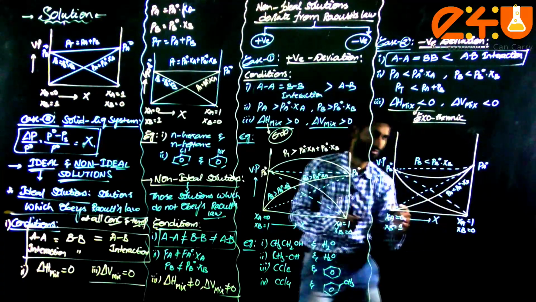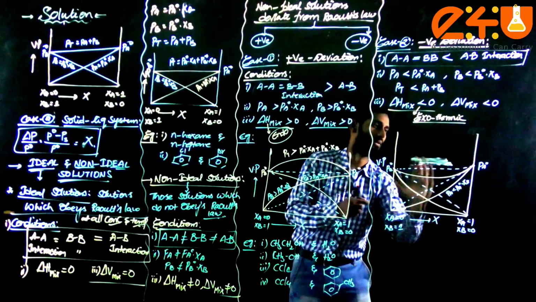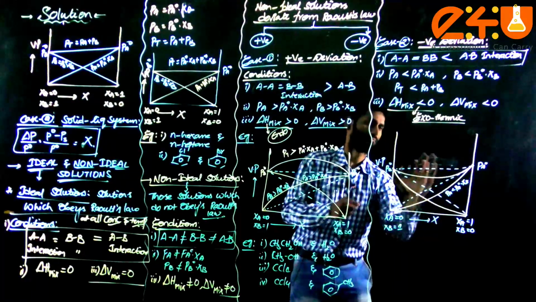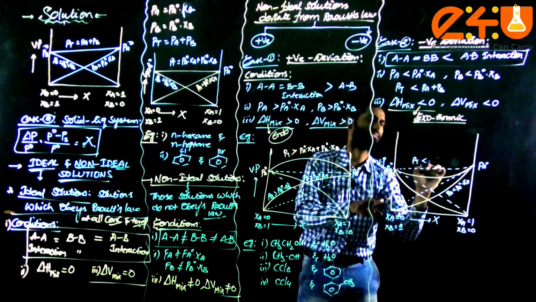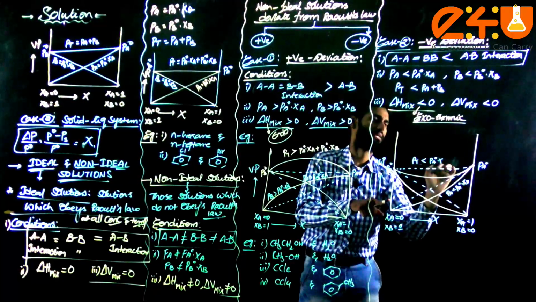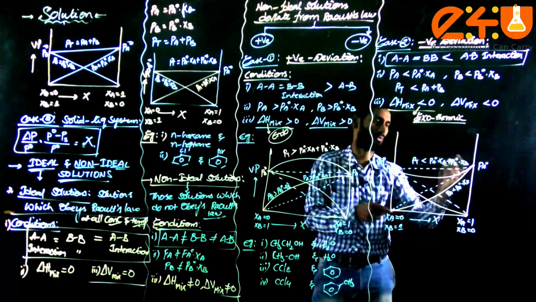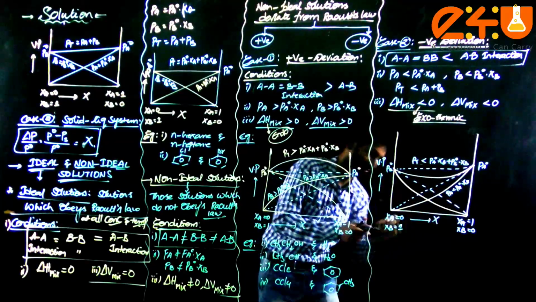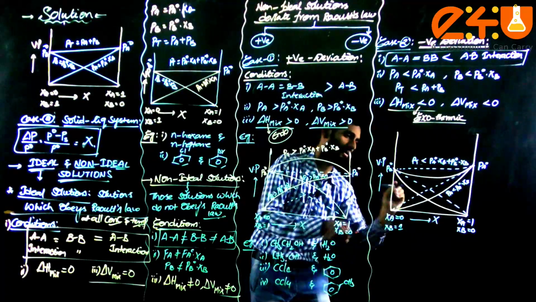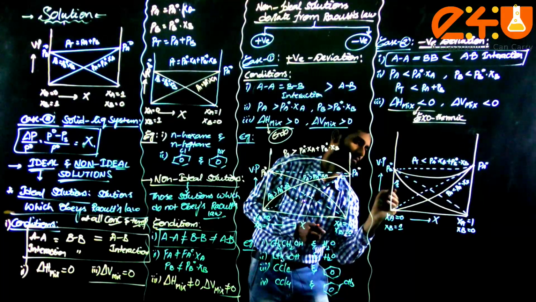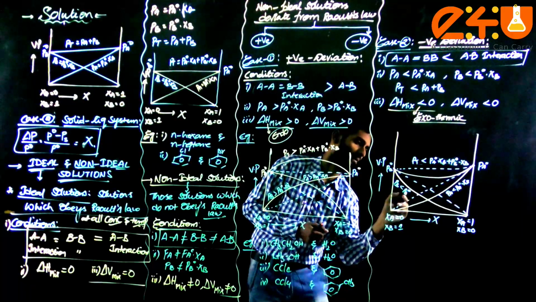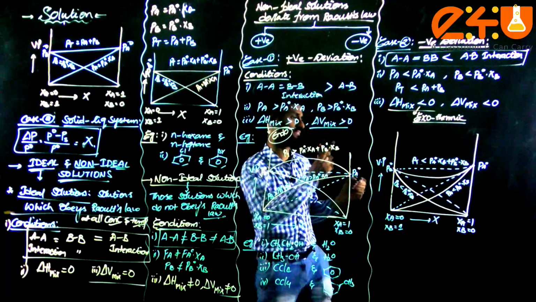And what about here, dear students? This is the total, correct or not? P total is less than PA naught into XA plus PB naught into XB. This is P total, no? Next one, this is the PB naught value I am writing here, PB is less than PB naught into XB. This is very important.